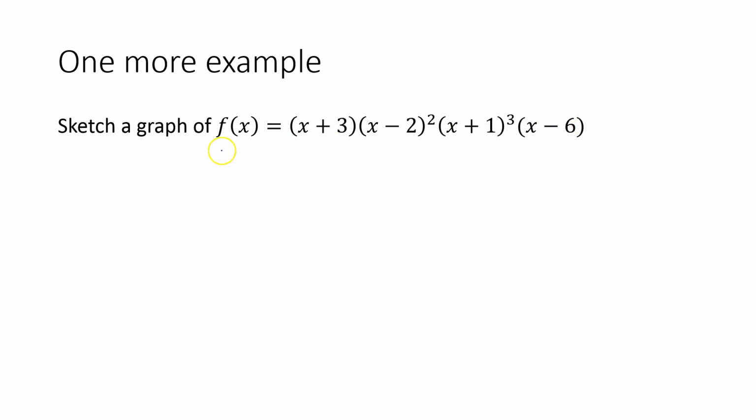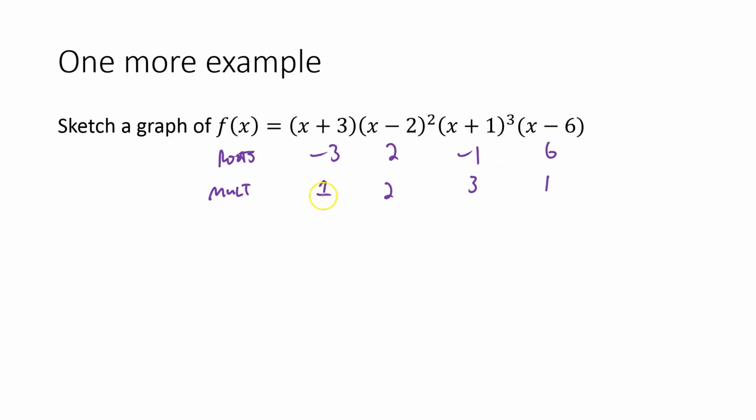So it looks like our roots here, I'll write out my roots: -3, 2, -1, and 6, and that's also our multiplicities. So this is a multiplicity of 1, this is a multiplicity of 2, this is a multiplicity of 3, and a multiplicity of 1. So those 1's just go right through. This one's an even multiplicity, it's going to bounce there. And this one's an odd multiplicity, so it'll go through, but it'll be flat when it does that.